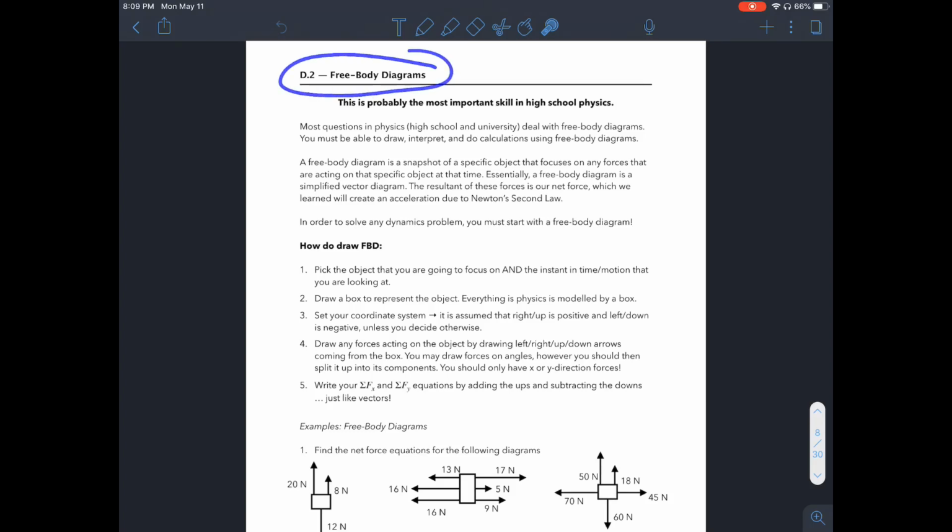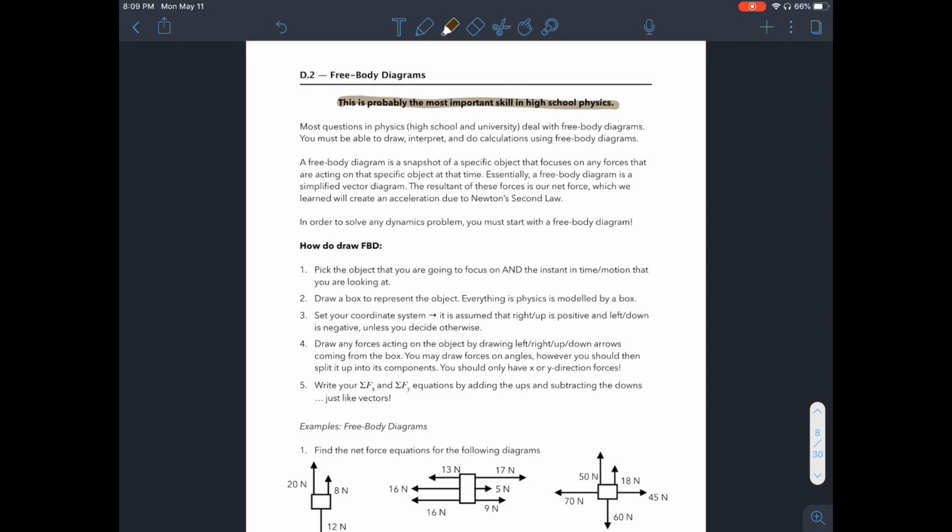Free body diagrams. This is probably the most important skill that you will learn in high school physics and especially in grade 11. I feel like I've said that a lot, but I promise with free body diagrams, these never go away. I know exactly what you need to know when it comes to university physics and even grade 12 physics. I promise you, you need to be able to draw, understand, interpret, and just know everything that there is to know about free body diagrams.